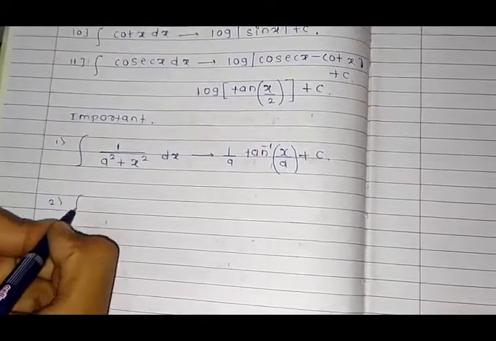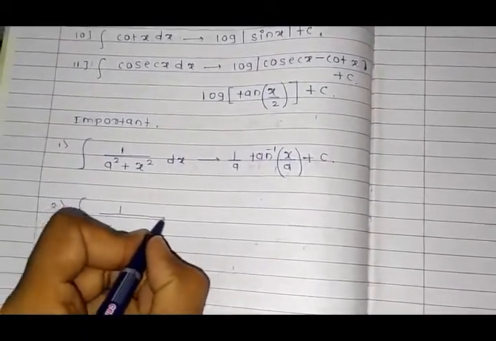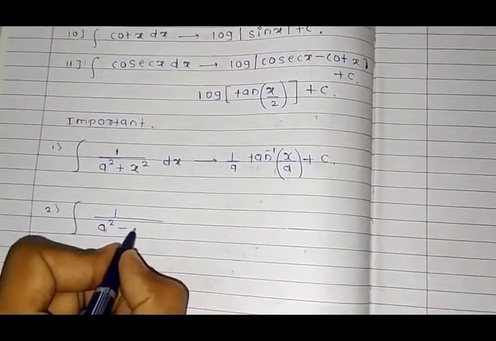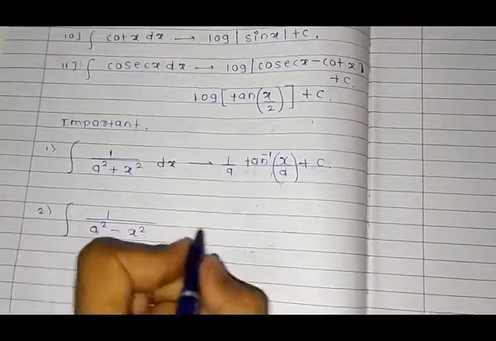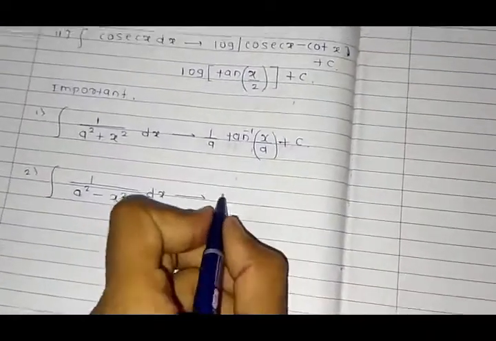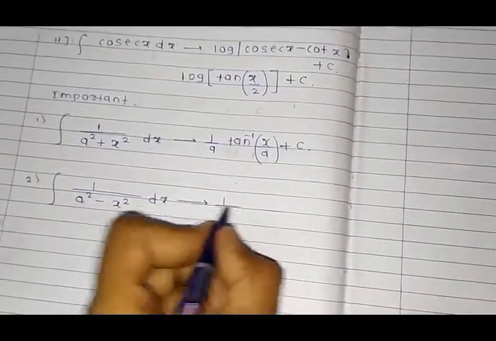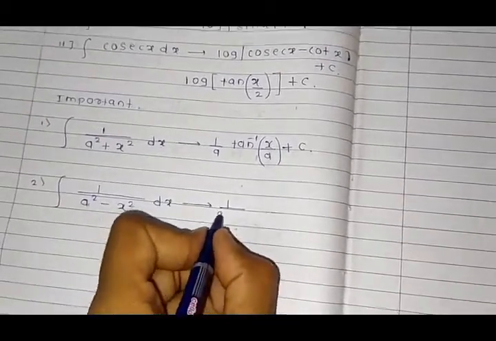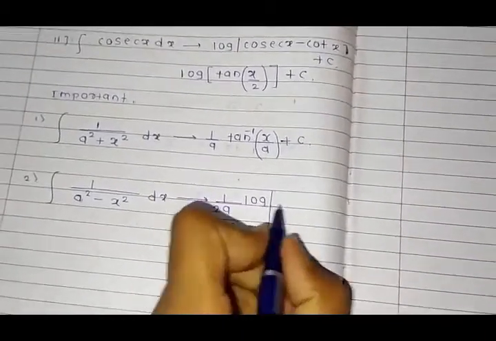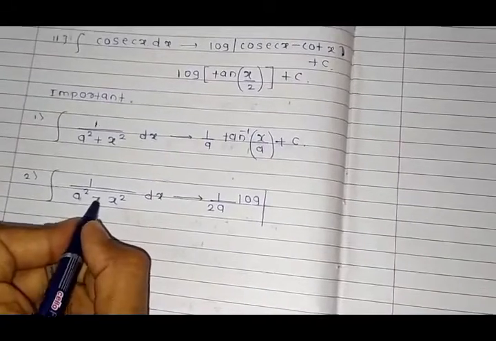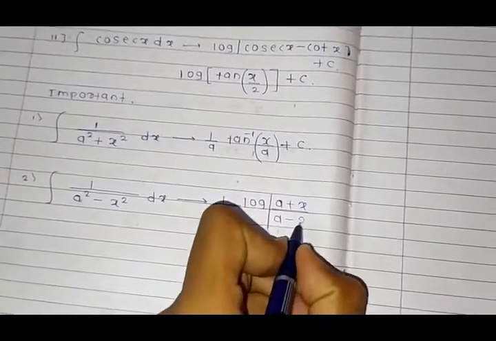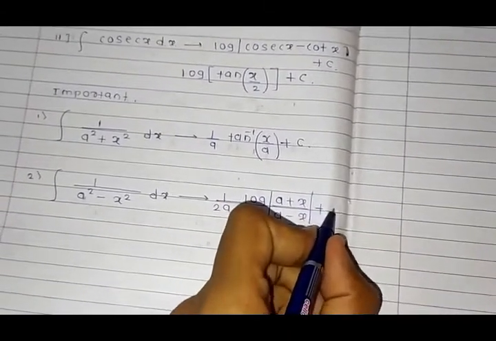The second one is the same formula, but the sign of x square is changed: a square minus x square dx. When the sign changes, the formula also changes: 1 upon 2a, and then log of a plus x over a minus x, plus c.